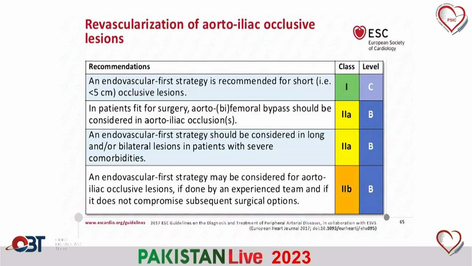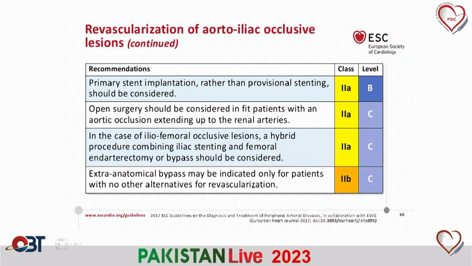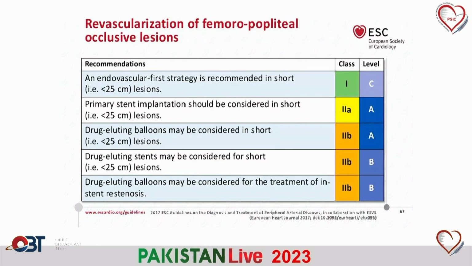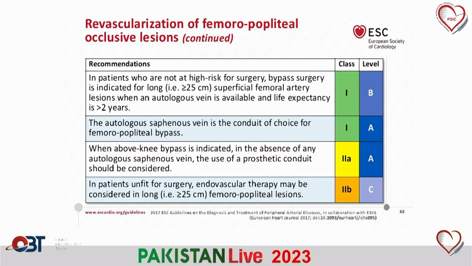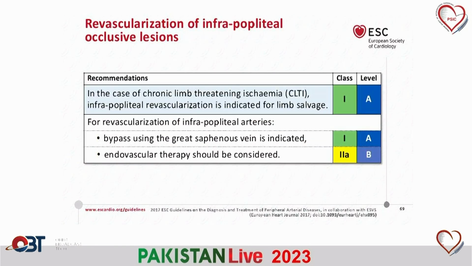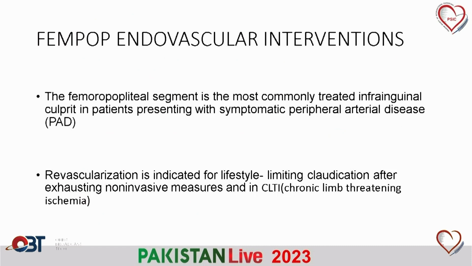The 2017 ESC guidelines gave us an endovascular first strategy for short occlusive lesions for aortoiliac. For femoropopliteal, it gave us again an endovascular first strategy for lesions less than 25 centimeters, and for lesions more than 25 centimeters, it suggested vein bypass grafts. For infrapopliteal occlusive lesions, interestingly, it gives you bypass first, but nobody does infrapopliteal bypass in our country. So we end up doing endovascular therapy, which is class 2A.